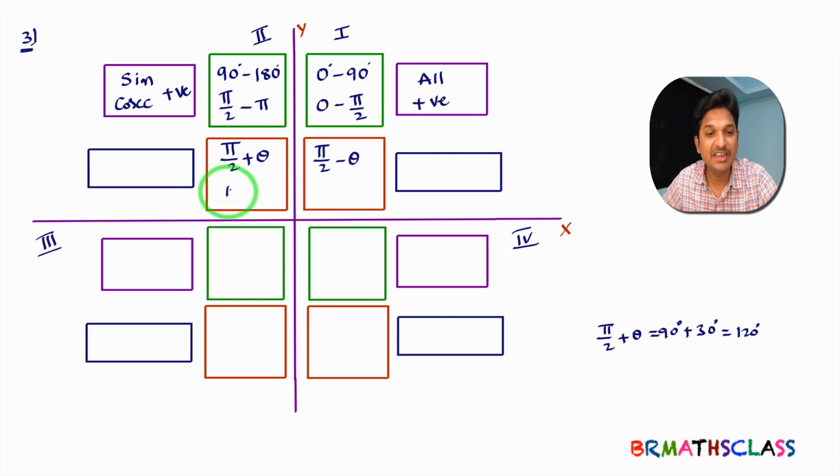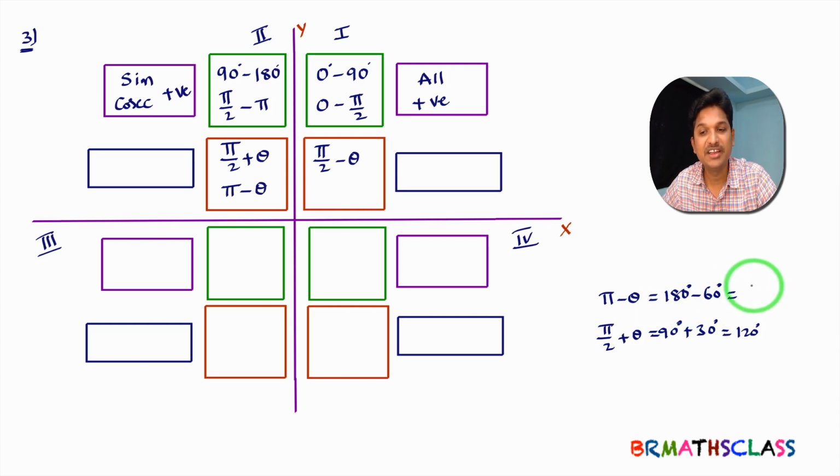Similarly, pi minus theta also lies in the second quadrant. Pi means 180 degrees minus theta. Theta is an acute angle. You select any acute angle. For example, I'll select 60 degrees. 180 degrees minus 60 degrees is what? 120 degrees. 120 degrees lies in the second quadrant only. So, this is important.